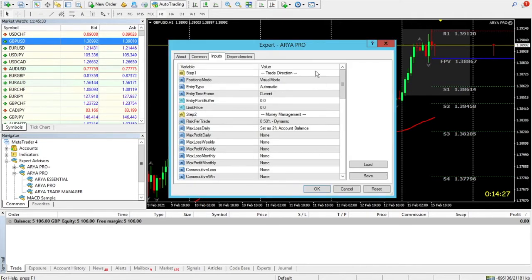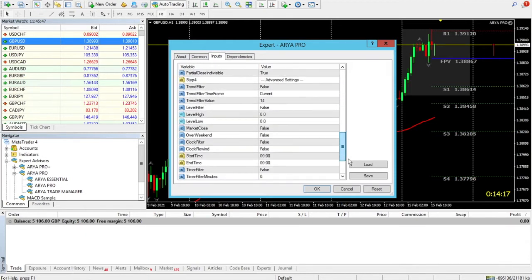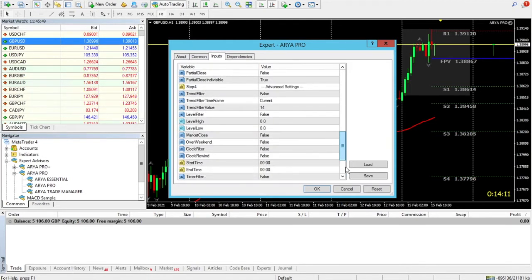Here you will see all of the parameters that you need to set in order for ARYA Pro to enter into a position. There are 4 steps. Step 1 is trade direction, Step 2 money management, Step 3 trade management, and Step 4 the advanced settings. Let's go through each one.